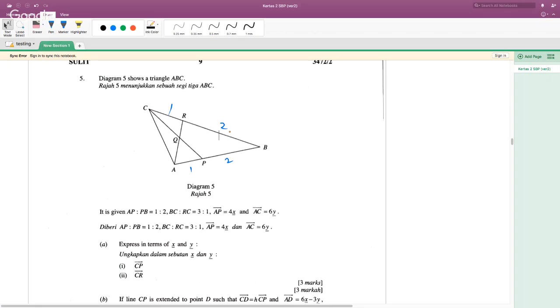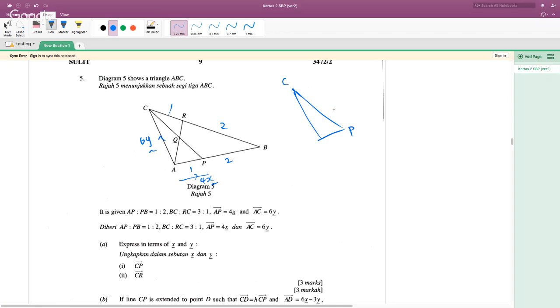All right, so must read carefully. And then A to P is 4x. That means from A to P here is actually 4x. And then A to C is 6y. So from A to C here is 6y. Right, this is all the information we have. Then the first thing: express in terms of x and y for CP. Now we want from C to P. So it's very obvious. If you don't see it, I can actually sketch it out.